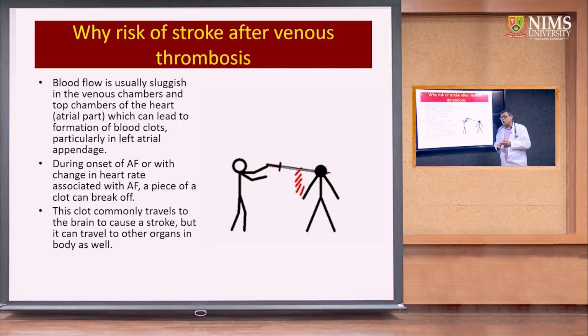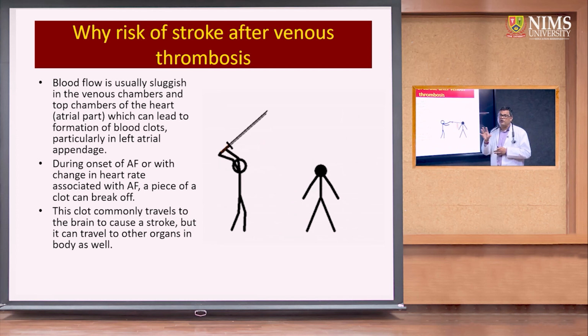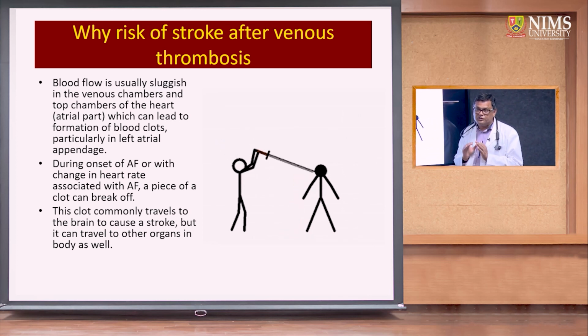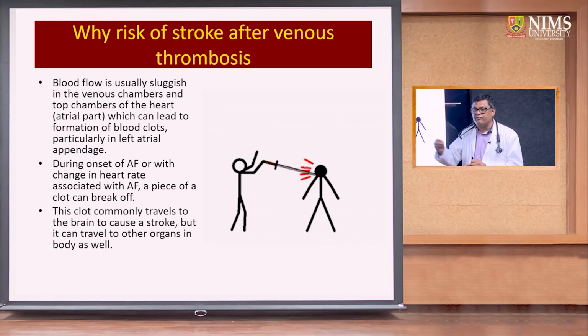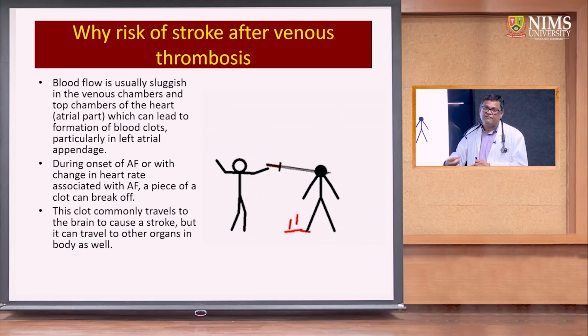In every kind of stroke, echo is mandatory, because you have to rule out a left atrial appendage clot or a left atrial clot. That is why echo is mandatory in all cases of a stroke, because you don't know where it is coming from, and that is the commonest site where the venous clot arises.